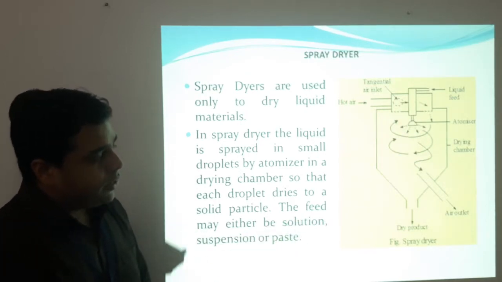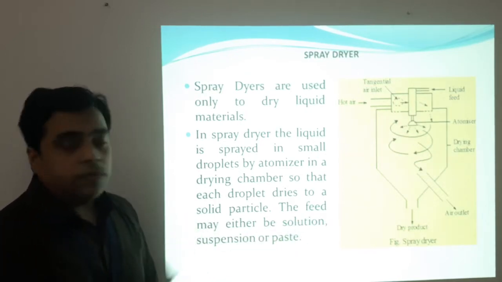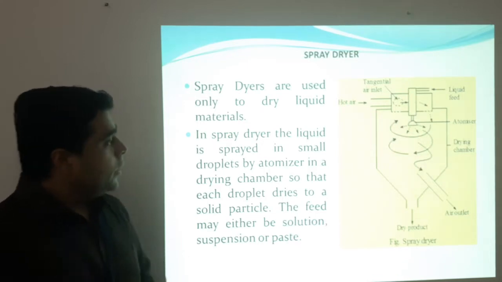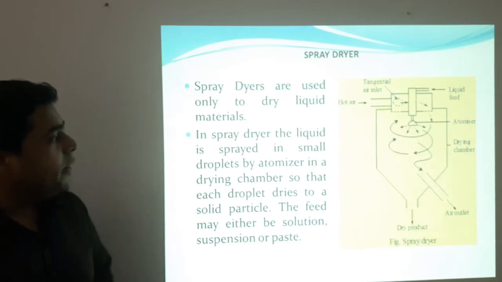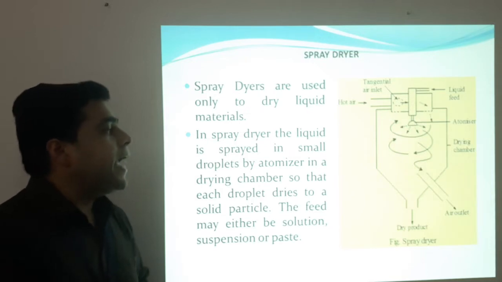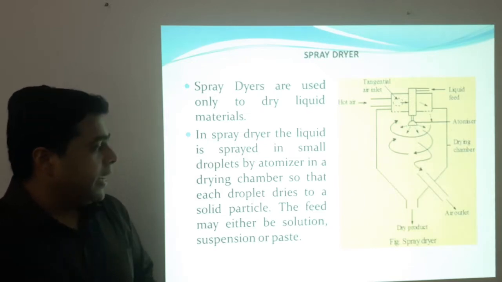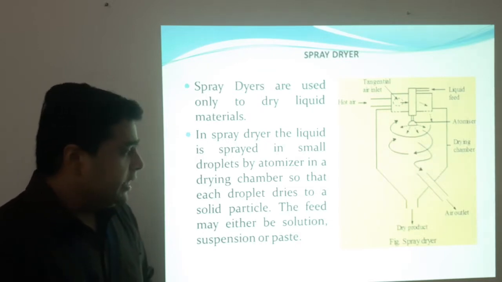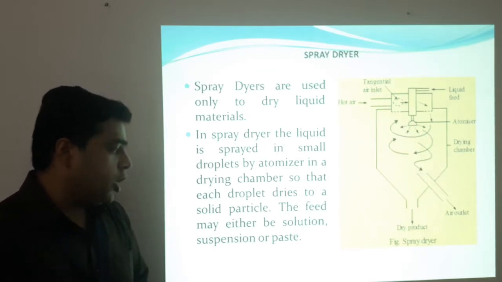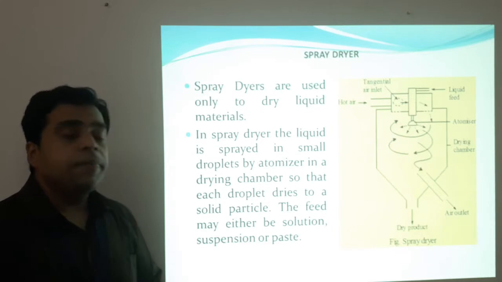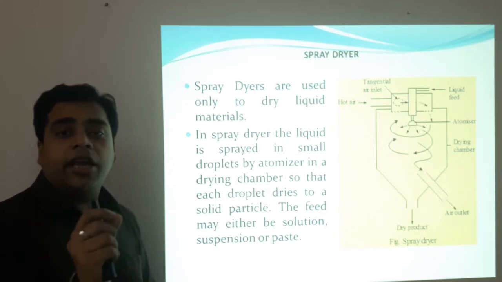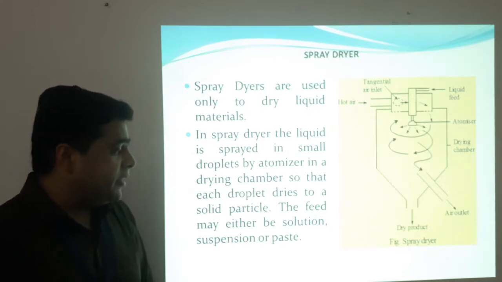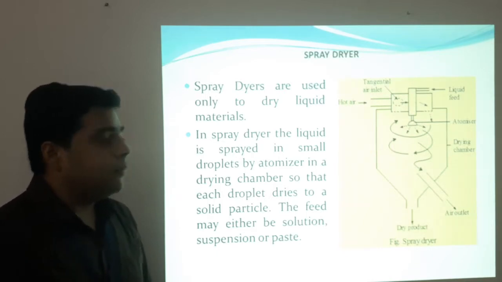So this is a diagrammatic representation of the spray dryer. In a spray dryer, the liquid is sprayed in small droplets by an atomizer in a drying chamber so that each droplet dries to a solid particle. The feed may be a solution, suspension or paste. So this is a unique category of dryer where we can feed a solution, suspensions or maybe a paste.